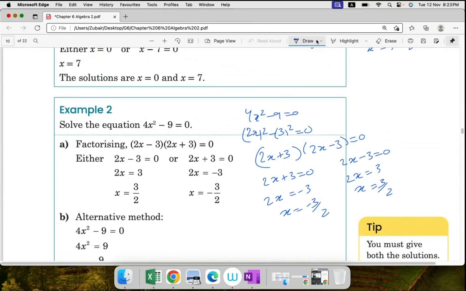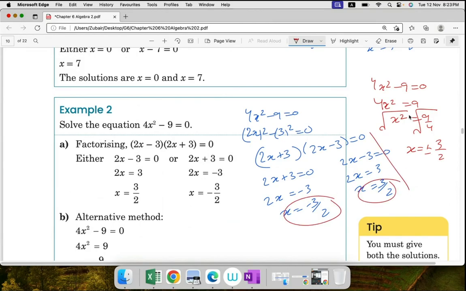The other way would have been that we use this 4x square minus 9 equal to 0 and I make x the subject of formula. So x square is equal to 9 by 4. Now square root on both sides. So x is equal to plus minus 3 by 2. Just like this. One was negative, one was positive. So either way we will get the same answers.